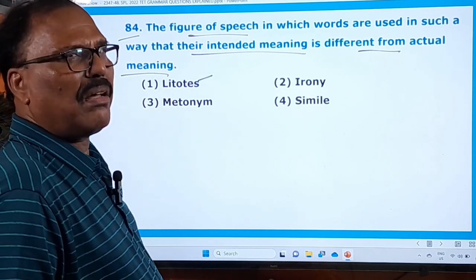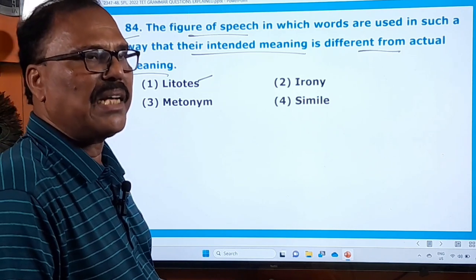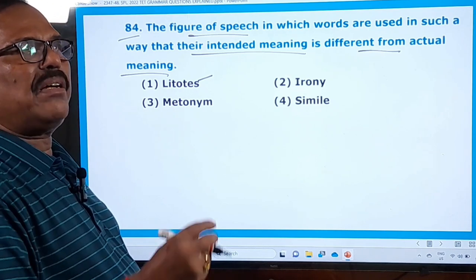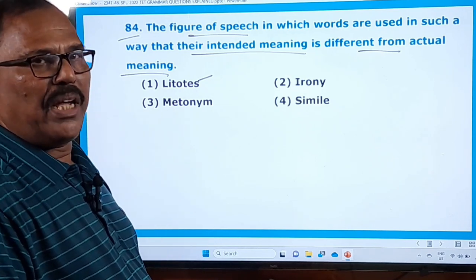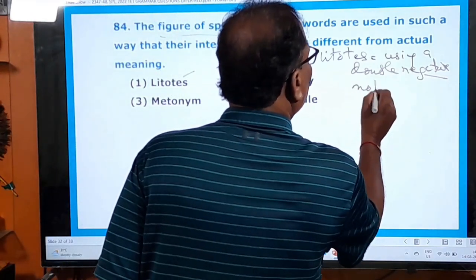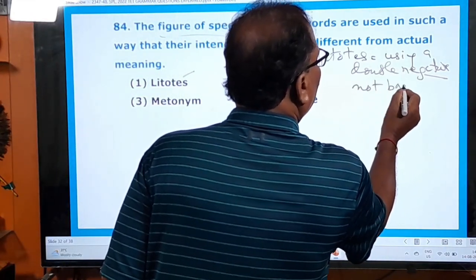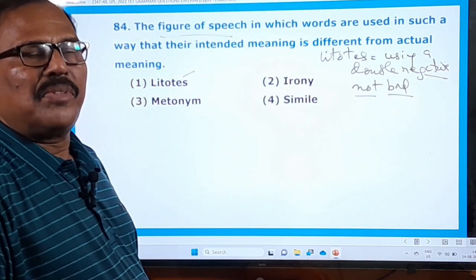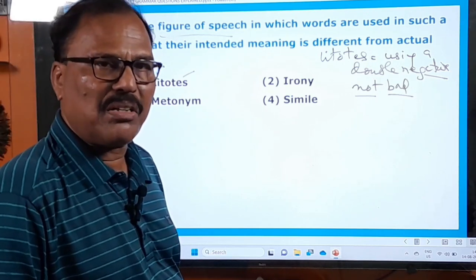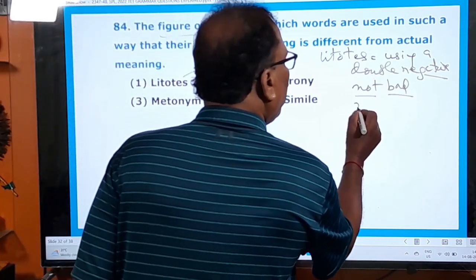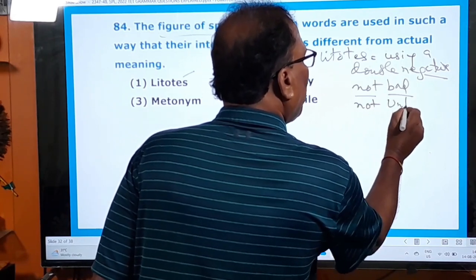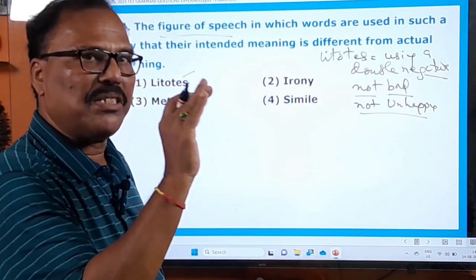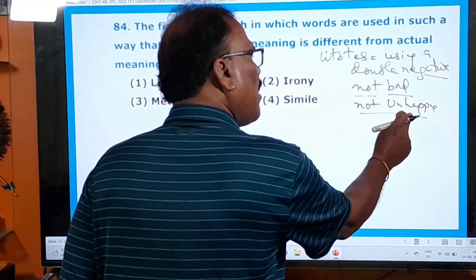Litotes means using double negatives to bring a positive meaning. For example, you say, how is the biryani? Not bad. Not is a negative word, bad is a negative. How do you feel in this working women's hostel? Not unhappy. Not is a negative word, unhappy is a negative word, but you say not unhappy is happy. Not bad means good.